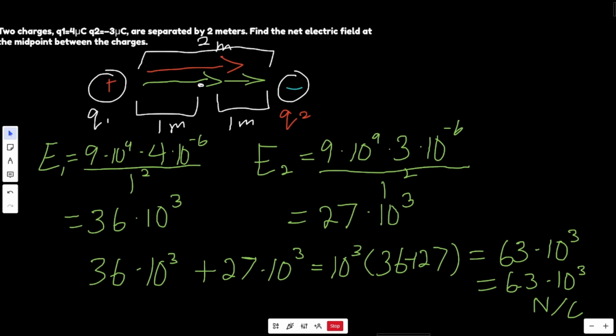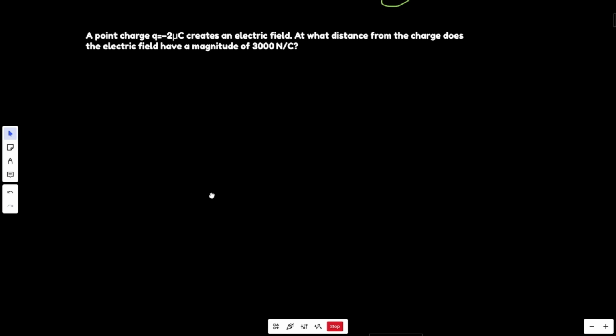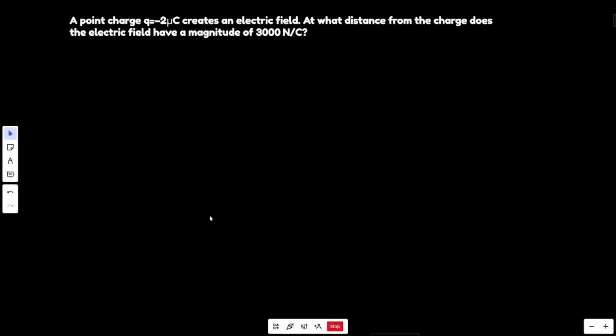So now, on to the last question. So now, a point charge Q, which is equal to negative 2 microcoulombs, creates an electric field. And at what distance from the charge does the electric field have a magnitude of 3000 newtons per coulomb? So here we have a different required to find. We have to look for the distance.